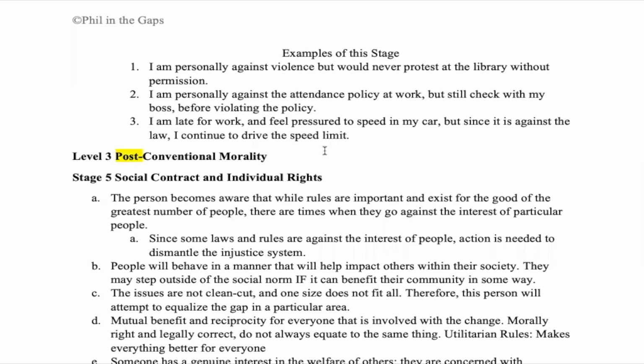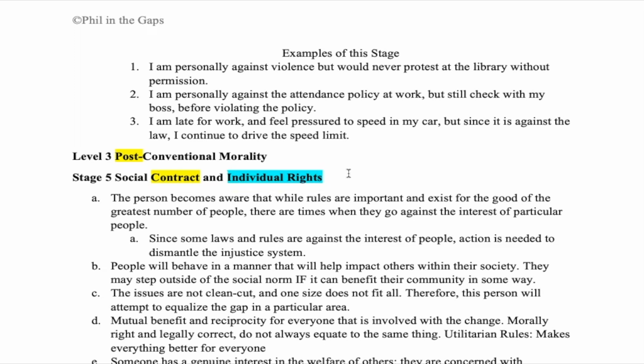So stage 5, social contract and individual rights, key emphasis on contract. Think of a binding agreement. So social contract is where somebody creates a contract within their own mind in order to advocate for the individual rights of those that are not getting their needs met in some way, shape, or form. So social contract and individual rights is where somebody sees an issue or concern within their own community and they start advocating in order to rewrite the rules and laws to benefit those that are not getting their needs met. That's why level 3, a lot of times people are not going to get to this level because they oftentimes are just thinking about themselves and not breaking the law.